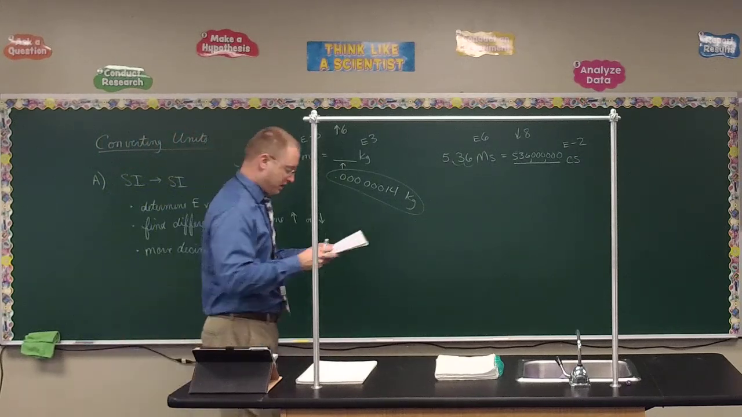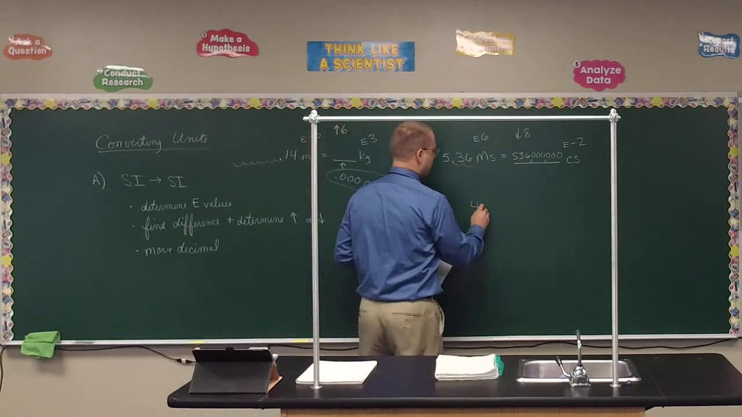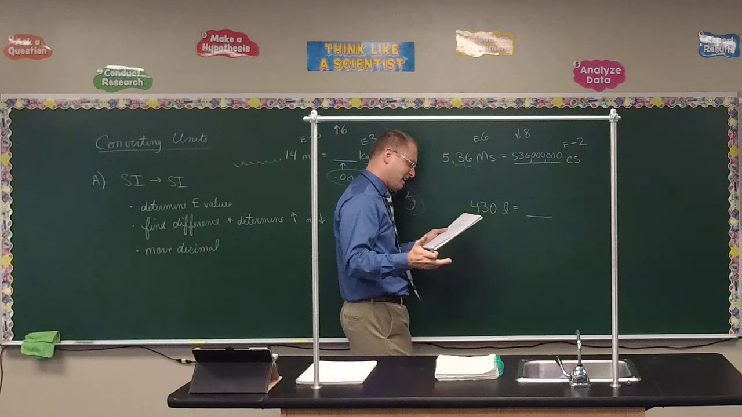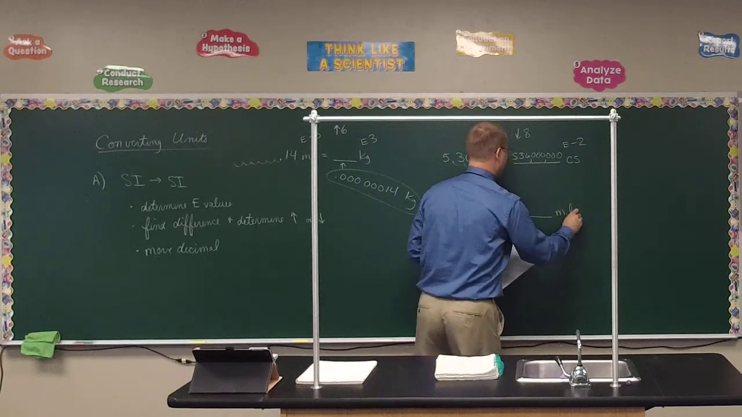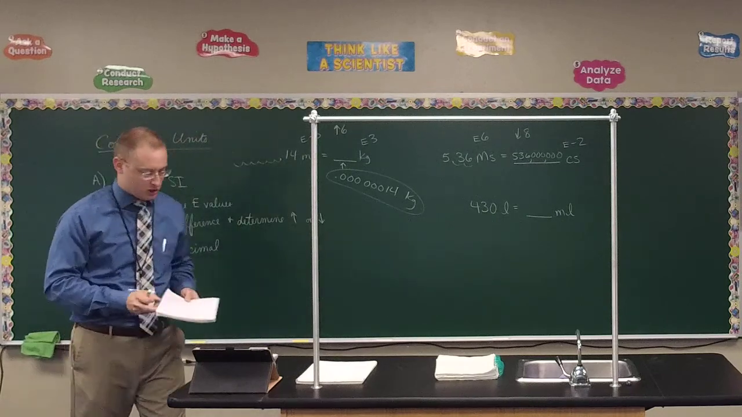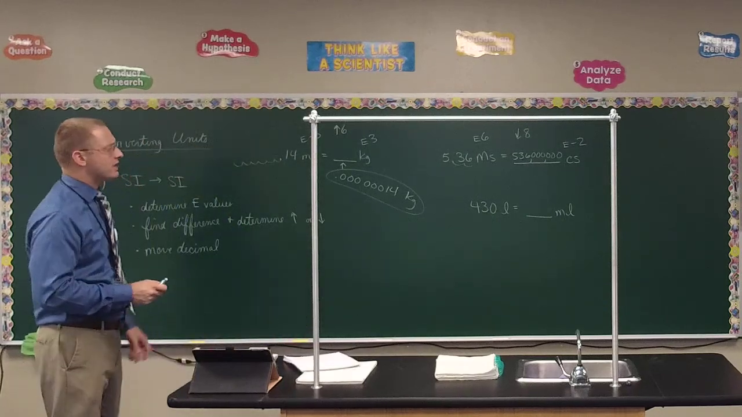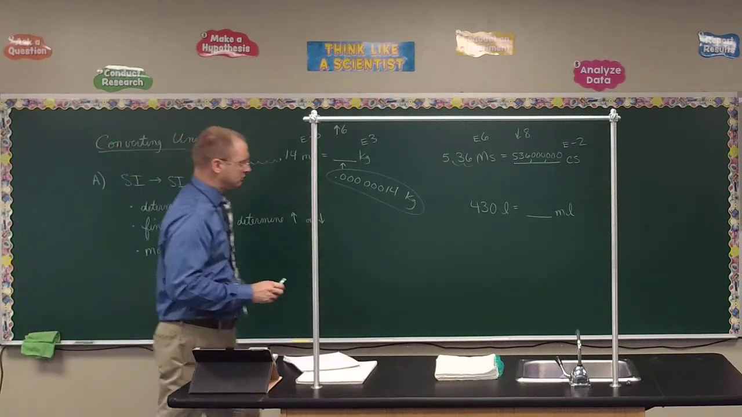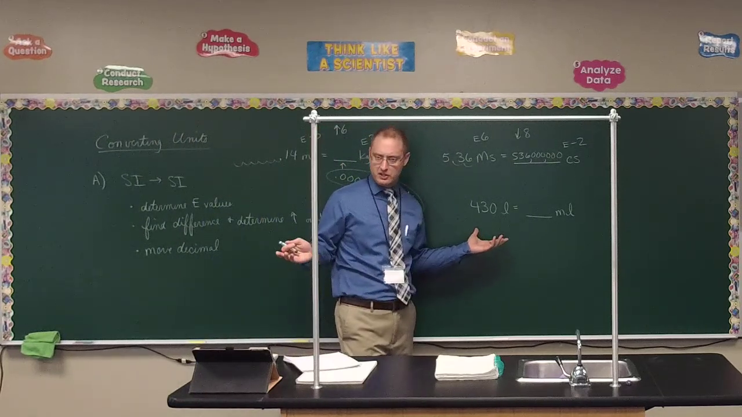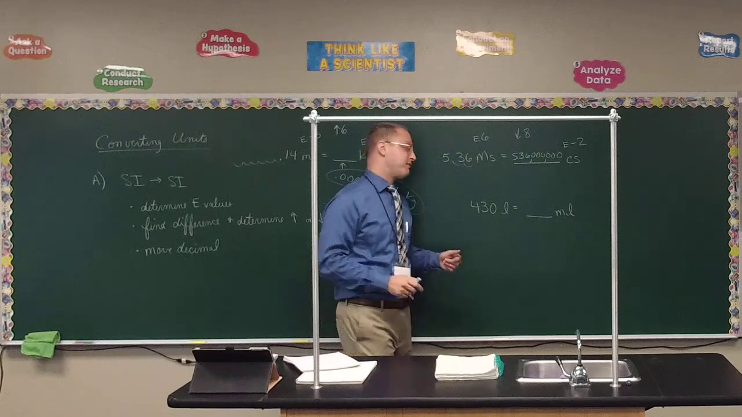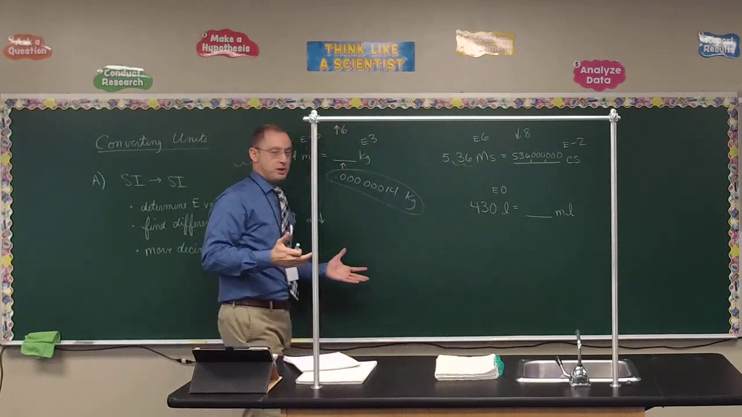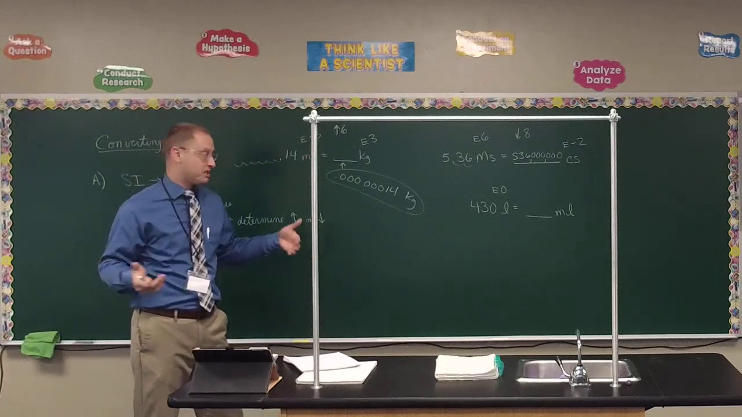Let's do one more together and I'll have you try some of these on your own. Let's suppose we had 430 liters. Now that's metric. It's not quite SI, but it is metric. We'll see liters from time to time. And we want to convert that into milliliters. Well, wait a second. Liters? There's not even a prefix there. If there's no prefix, it's E0. Does that make sense? If there isn't a prefix, then there's no power of 10 either, so it's E0.